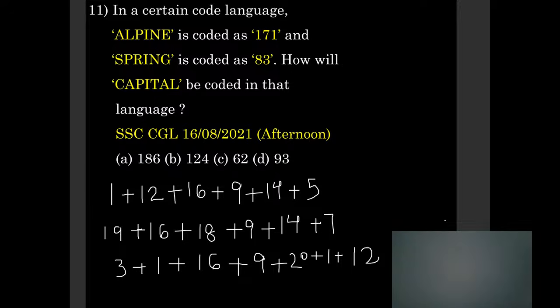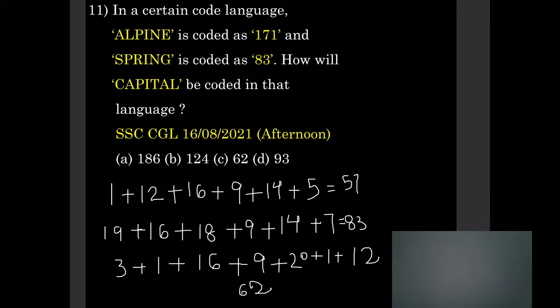Next, whenever you get questions like this, write the values of each alphabet and try to add them. First we add the alphabetical values of Alpine. If you add all the values of Alpine, we get 57. Next, let us add all the alphabetical values of Spring. If you add them, we get 83. Similarly, let us add all the values of Capital. After adding, we get 62 as the total.